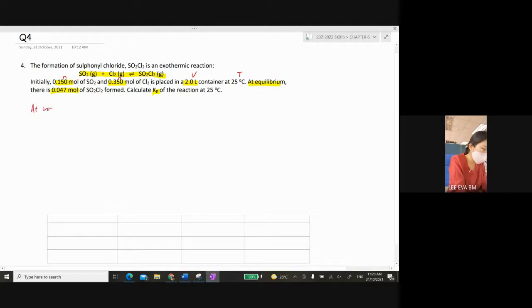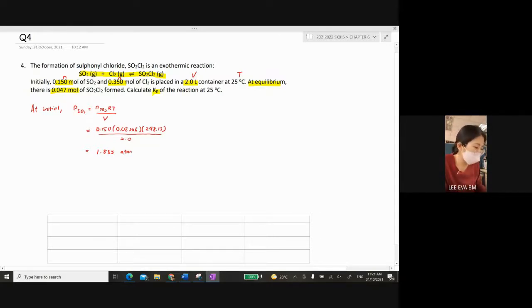So at initial, we want to figure out the partial pressure of our SO2. So we try to rearrange PV equals nRT, give you number of mole SO2 times RT over volume. So you try to substitute the values. So number of mole SO2 0.150, gas constant, temperature, because 25 degrees Celsius give you 298.15, and the volume give you 2 liter. So at this part, you need to calculate by using calculator of course. So 1.835 atm.